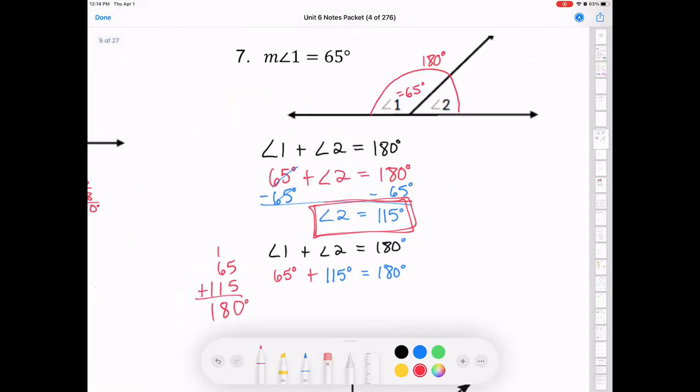So this is now 115. Go ahead and feel free to pause the video if you have any questions. But again, in geometry, sometimes things aren't necessarily drawn to scale, but the math is still the same. All right, just know that.